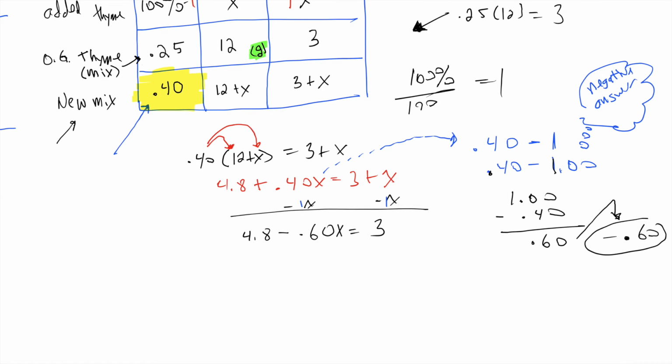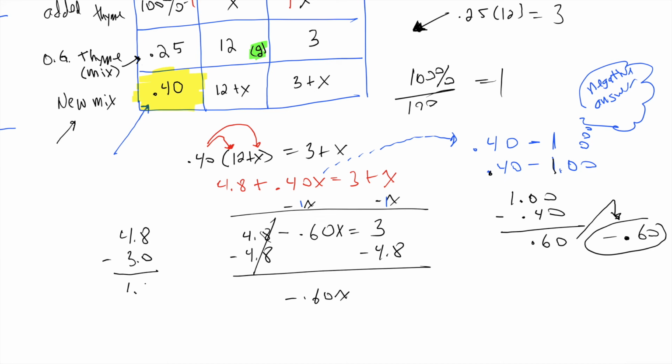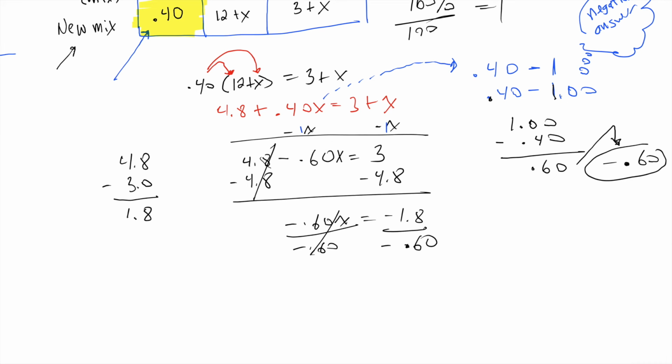So 4.8 minus 0.60x equals 3. Well, that's already a plus 4.8, so you have minus 4.8 and minus 4.8. So you get 4.8 minus 3.0. What you got? 1.8, but is it really 1.8? Yep, negative 1.8. And then divide by negative 0.60. So first of all, is the answer going to be positive or negative? Yeah, so we can forget the negatives. And let's write this like third graders. So it's 1.8 divided by 0.60.